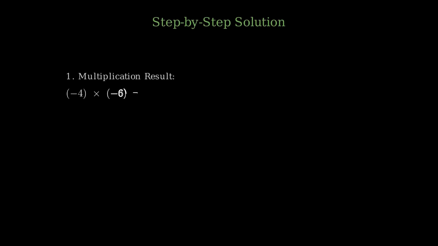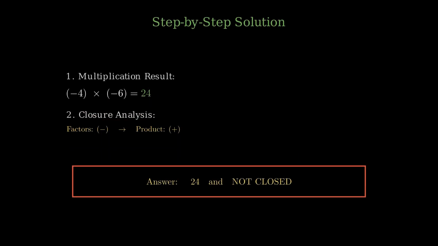Here is the solution. First, multiplying two negative numbers always results in a positive product. 4 times 6 is 24, so -4 times -6 gives us positive 24. Second, because the input factors were negative, but the output is positive, the result leaked out of the negative set. This directly proves that negative numbers are not closed under multiplication.